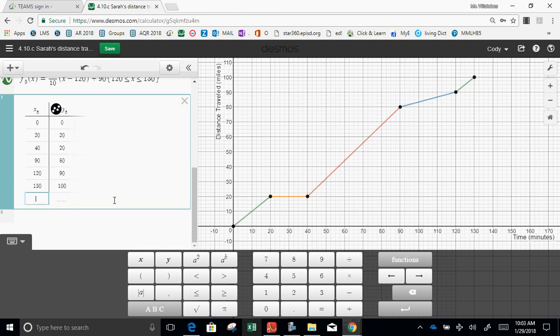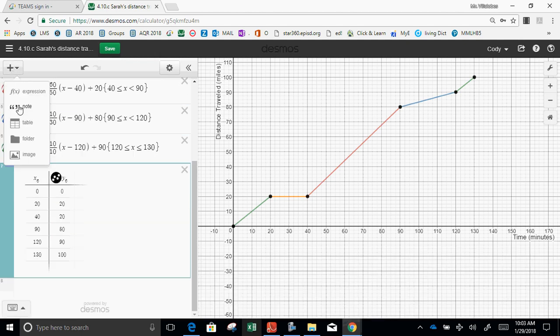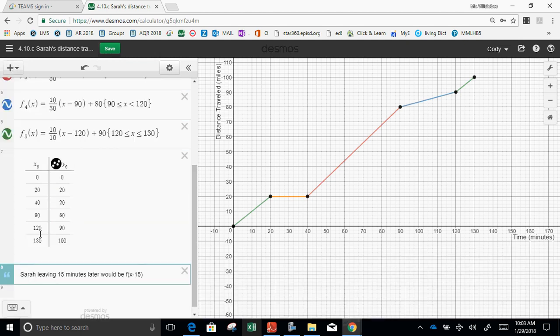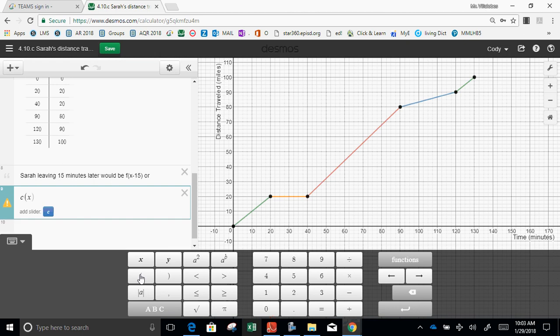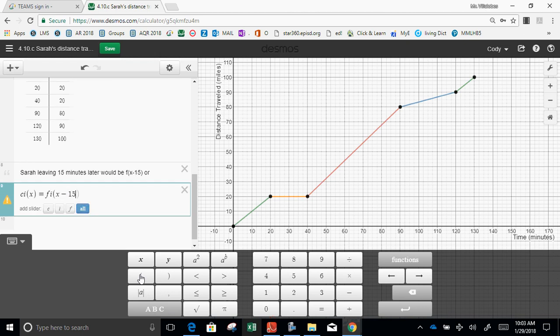Hold on. So I'm going to add a note and say that she's going to be 15 minutes late. So that would be not f of x minus 15, or, what part is this? C? C of x, Ci of x would equal fi of x minus 15, parentheses, for all i.